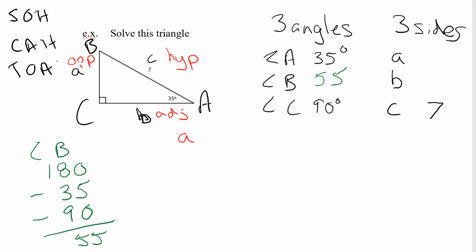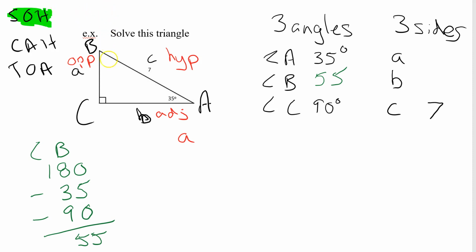Which formula am I going to use? So I ask myself, what am I looking for? Well, I'm looking for the opposite. And which one do I know? I know the hypotenuse is 7. I know nothing about the adjacent, so I can't use it. So in order to solve for side A, I need to use the opposite, the O, and the hypotenuse, the H. Well, which one of these has the O and the H? Well, it's sine. Sine is opposite over hypotenuse.